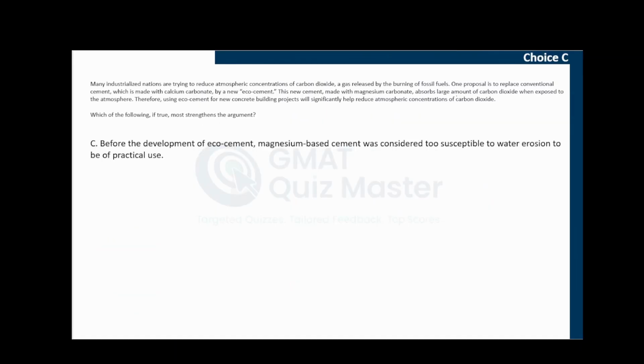Choice C. Before the development of eco-cement, now we are talking about the time before eco-cement was developed, magnesium-based cement was considered too susceptible to water erosion to be of practical use. So this choice is conveying what is the meaning? The meaning is that before this eco-cement was developed, the other magnesium-based cements were not considered useful. They were considered susceptible to water erosion. So they were not considered to be of practical use because of these reasons.